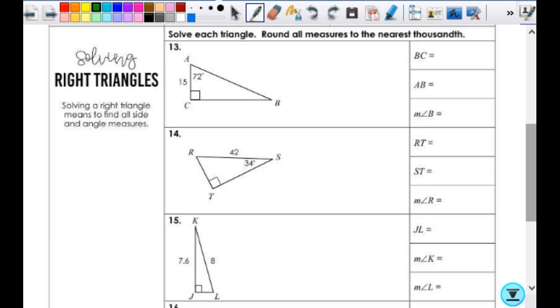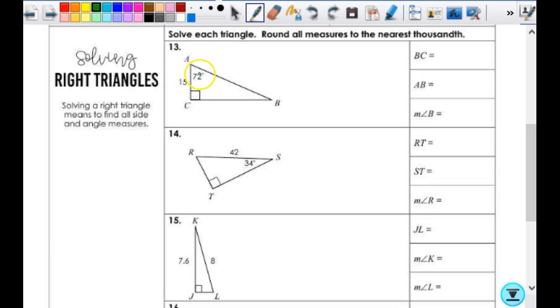And you can do things in different orders, whatever works for you is fine. Finding the other angle is pretty easy. We can start with that. How do I find the measure of angle B? What could I do? Okay, so I could do 72 plus 90 minus 180. Won't that give me a negative number? Yeah. Okay. Do I have to add these two together?